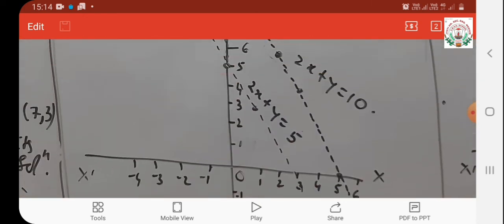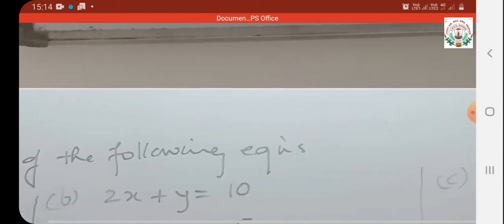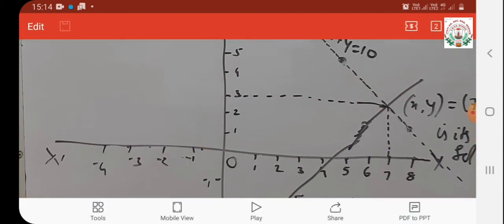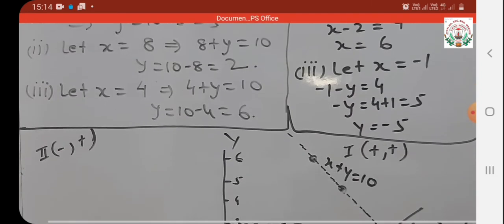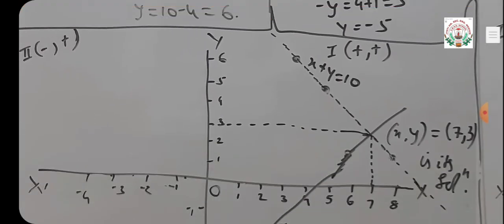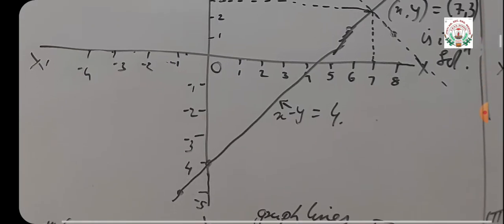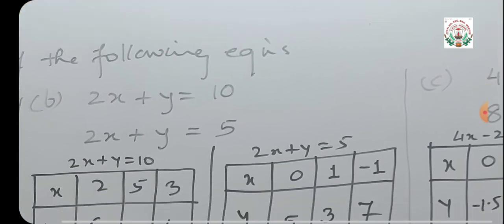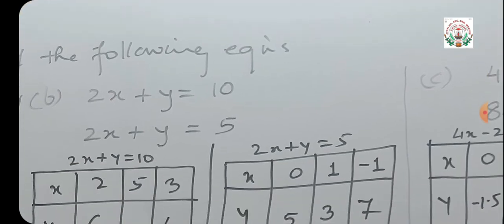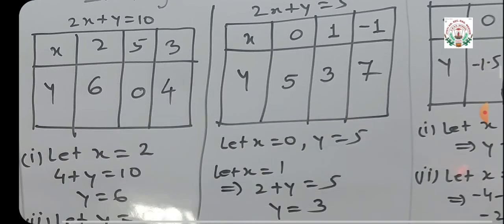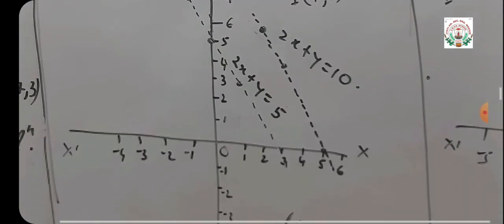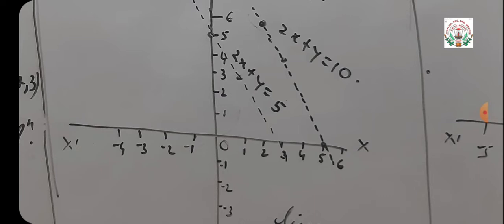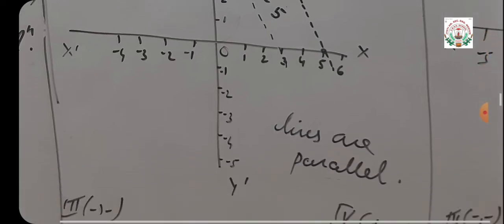For the first case, as I told, if the first condition is satisfied, a1 by a2 is not equal to b1 by b2, then the two graph lines will intersect and we will have one common solution, a unique solution, and we can say that the system of equations is consistent. For the second case, if a1 by a2 is equal to b1 by b2 not equal to c1 by c2, then the two graph lines will be parallel to each other and the two given linear equations have no solution and the system is said to be inconsistent.